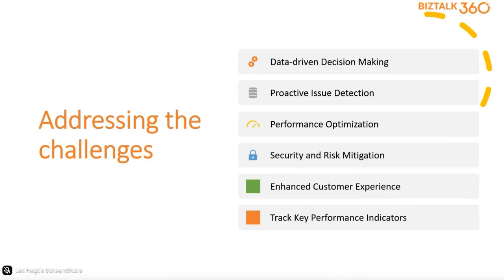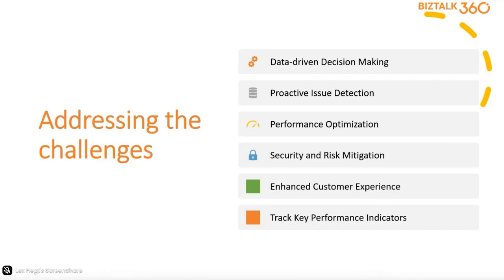So the next comes to performance optimization. As everyone knows, BizTalk is a black box. If you want to know how your BizTalk platform is performing, you need to rely on the performance. And also with BizTalk360 analytics capability, you can get deeper insights into your BizTalk environment through advanced analytics and leverage comprehensive reports and visualizations to understand trends, identify bottlenecks, and optimize the performance of your BizTalk environment. And the next comes security and risk mitigation.